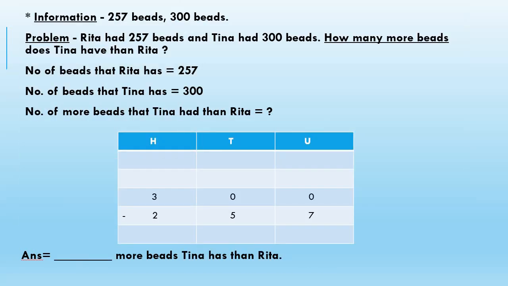Next sum, the information given is 257 beads and 300 beads. The problem is Rita had 257 beads and Tina had 300 beads. How many more beads does Tina have than Rita? Number of beads that Rita has is 257. Number of beads that Tina has is 300. Now boys, always minus the bigger number first and then the smaller number. Okay, number of more beads that Tina had than Rita. Okay, so write the problem like this, always the bigger number first and then the smaller number.